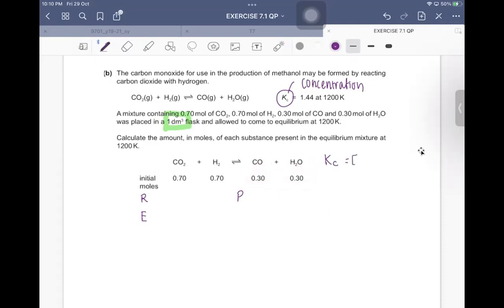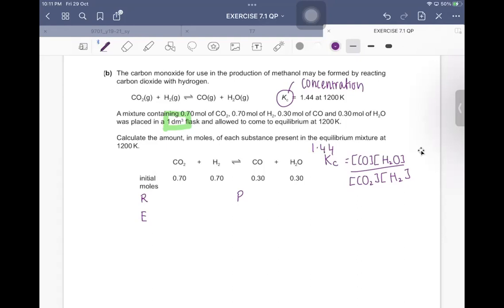Kc is equal to the concentration of products, which are carbon monoxide and H2O, over the concentration of carbon dioxide plus H2. Now, again, that's not much of a help. I'm not here to find Kc. I am here to find the number of moles. So I have to work in reverse because I know that my Kc is equal to 1.44.